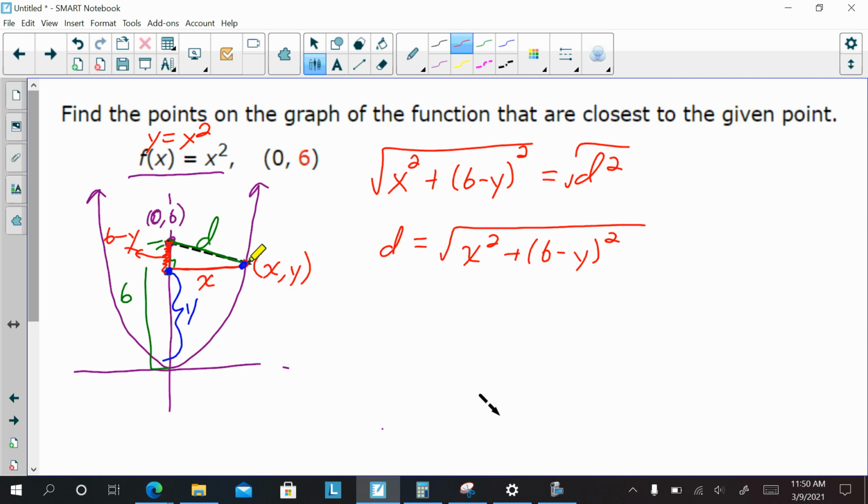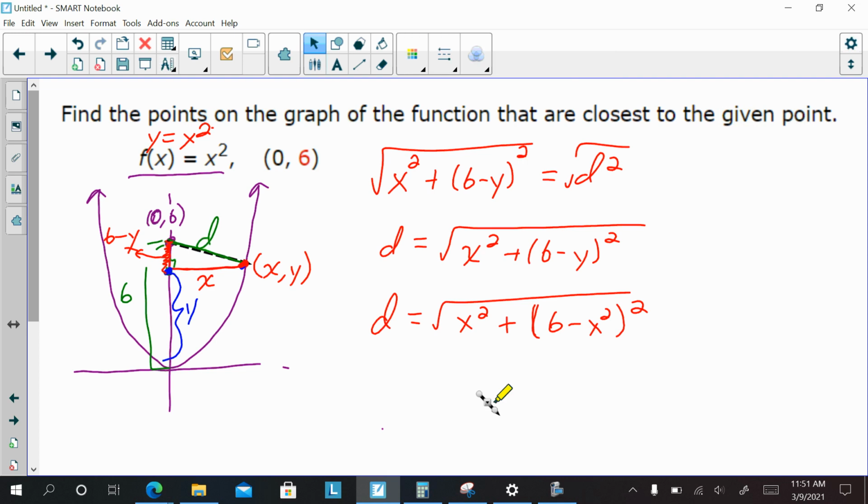So the y coordinate at this point is equal to the x coordinate squared. That's what the formula is for our parabola. So we're going to replace y with something that's equivalent to y at that point, which is x squared. So d is the square root of x squared plus 6 minus, in place of y, we're going to put x squared, and then that's all squared.